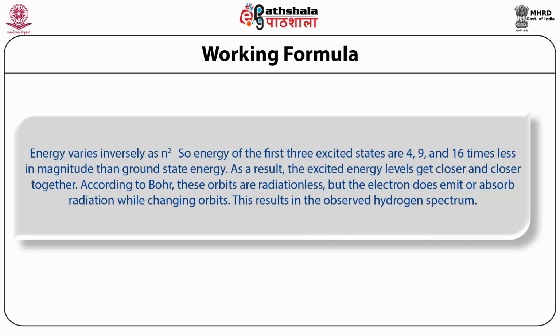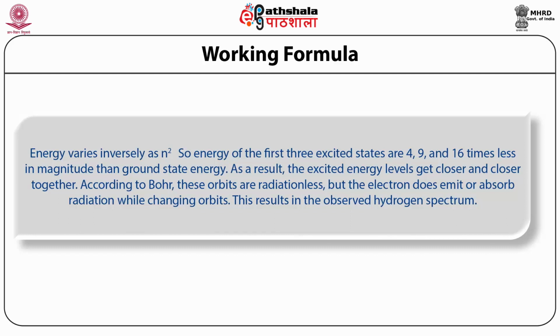So as a result, the excited energy levels get closer and closer together as we go to higher and higher energies. According to Bohr, these orbits are radiationless. That is, as I have already mentioned, the electrons do not radiate in these orbits, and that's how atoms are stable. But if you subject the atom to radiation, the electron jumps from one orbit to another. That is, the electron is capable of changing orbits. It can take only fixed orbits, but it can absorb radiation and jump from one orbit to another.